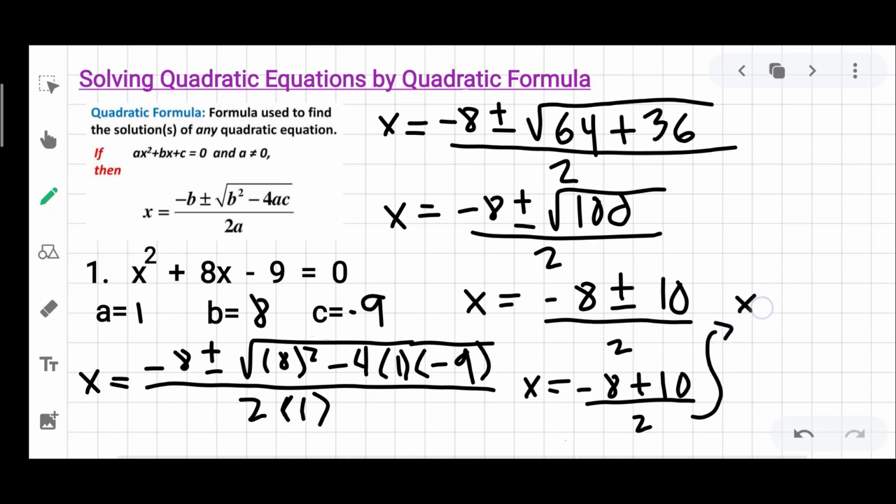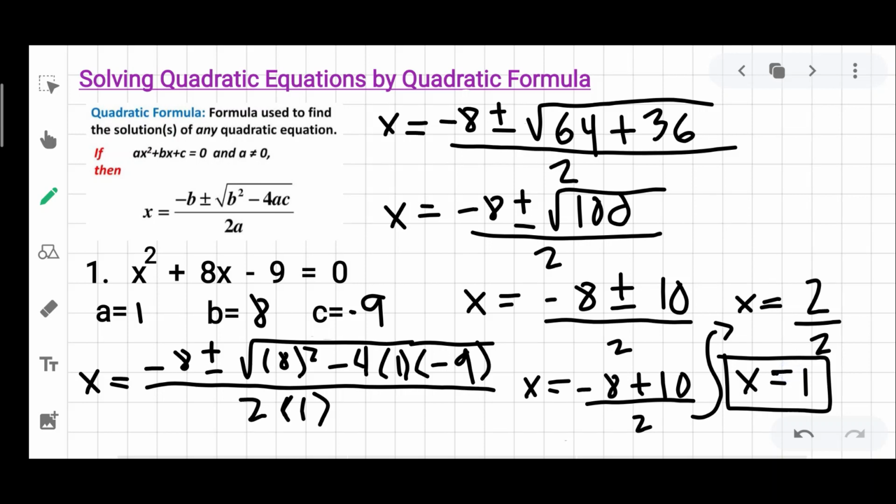Okay, next. So, x equals negative 8 plus 10. The answer is positive 2. So, bakit positive? Kapag magkaiba ng sign, we subtract. So, minus ko. Then, copy the sign of the biggest number. Then, copy over 2. So, x equals 2 divided by 2. The answer is 1. And this is our first solution.